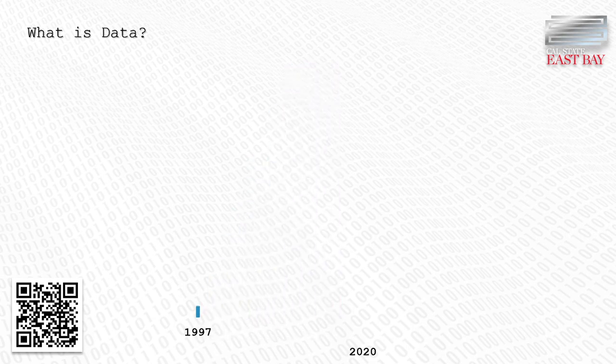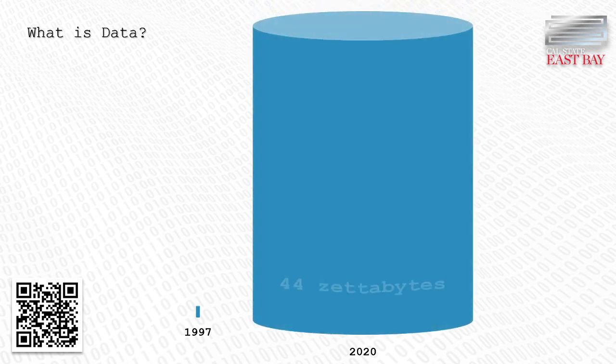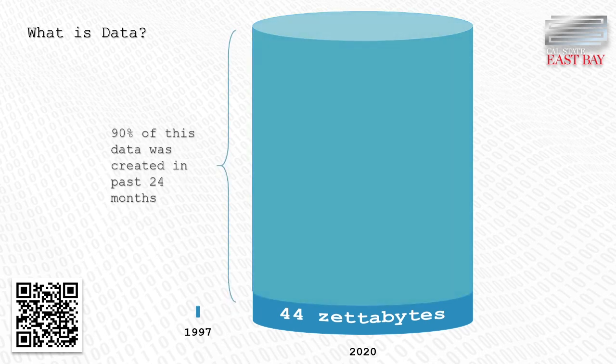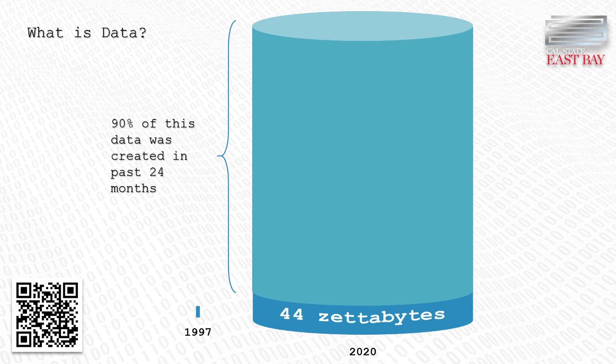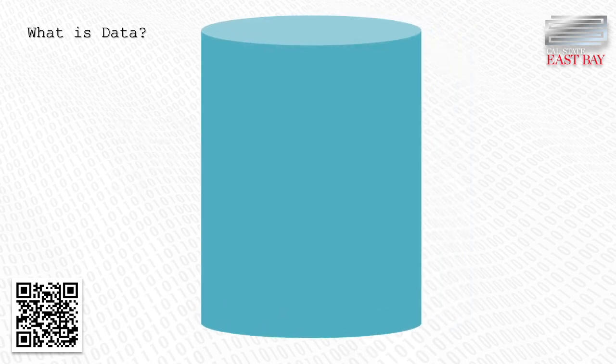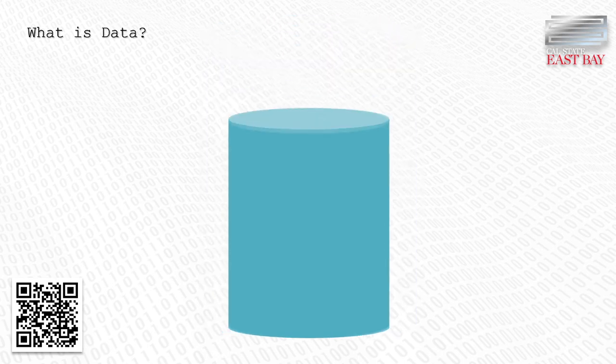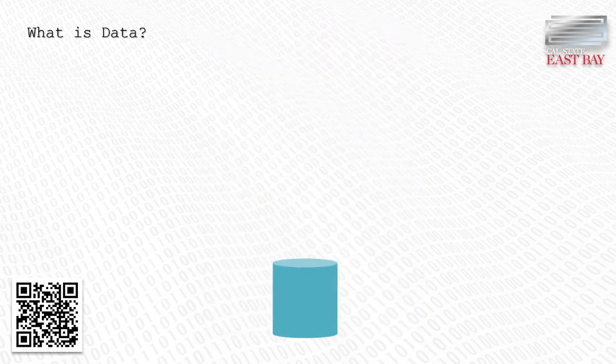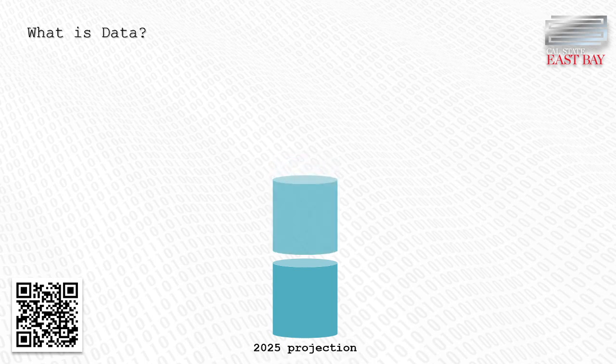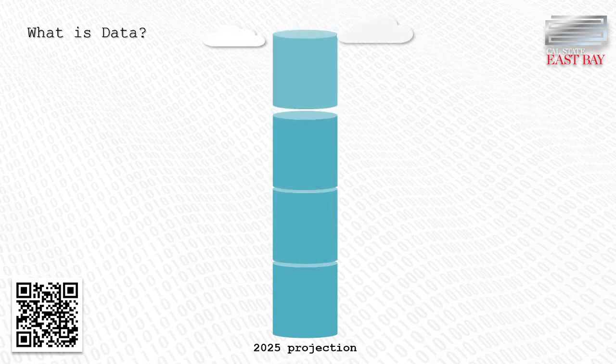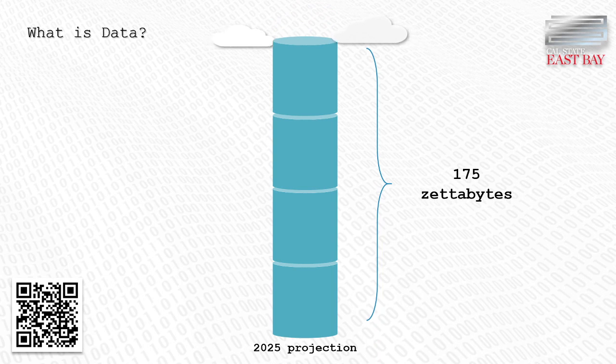Estimates show that by the end of the year 2020, we would have produced 44 zettabytes, a 3,600% increase in about 23 years. What's more surprising is that a large majority of this data, about 90%, has been generated in the last 2 years alone. However, this is small fries as we look into the future. Projections show that by the year 2025, we would have produced 4 times this amount, or about 175 zettabytes. Pretty mind-blowing, right?